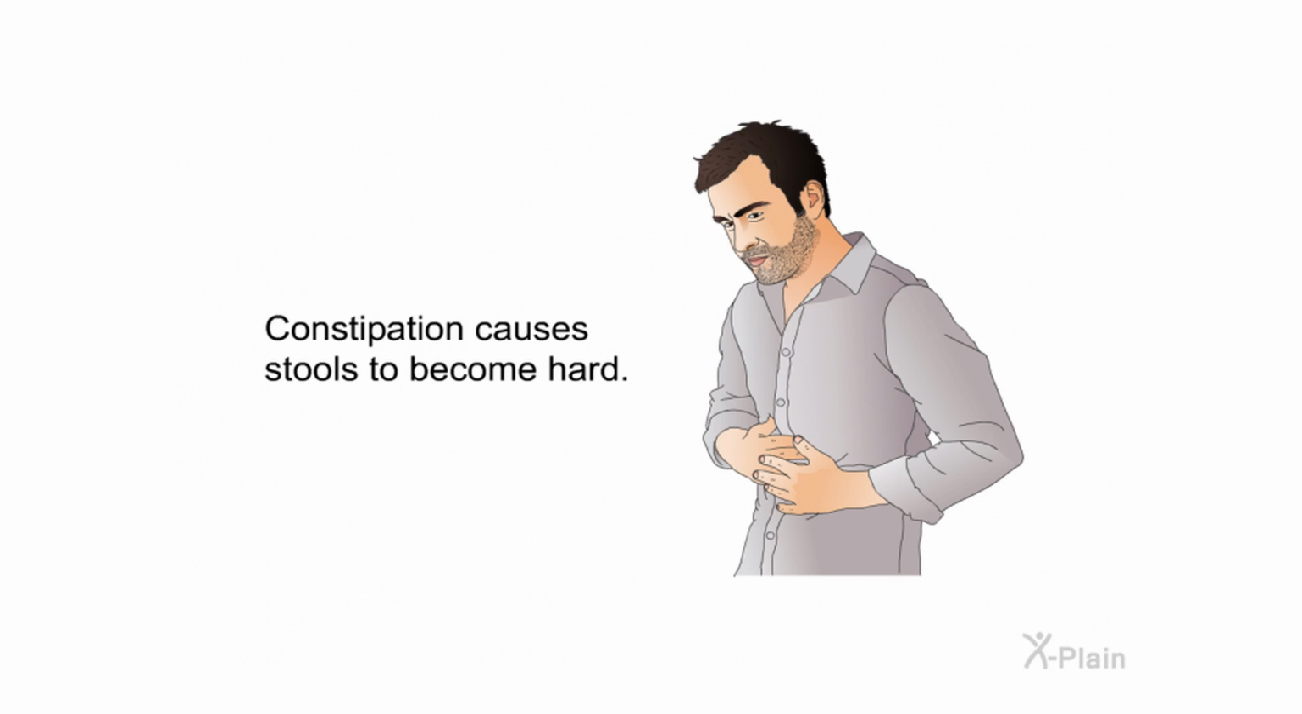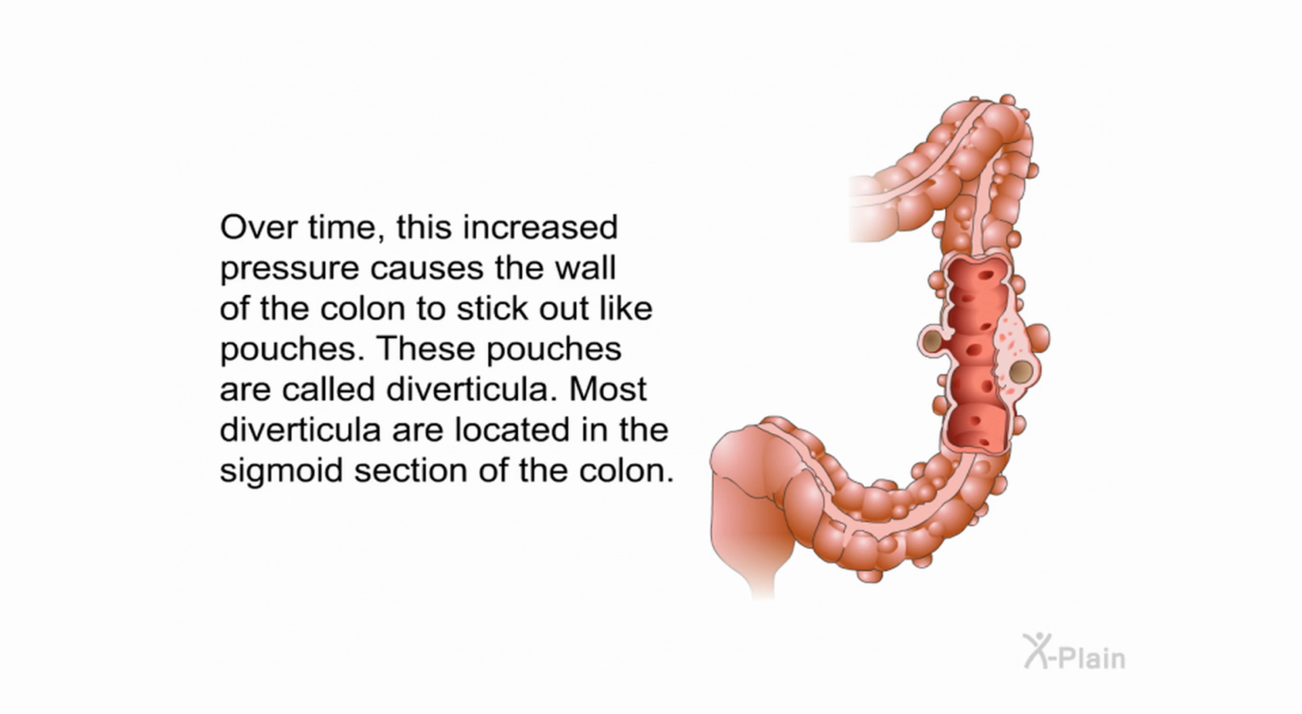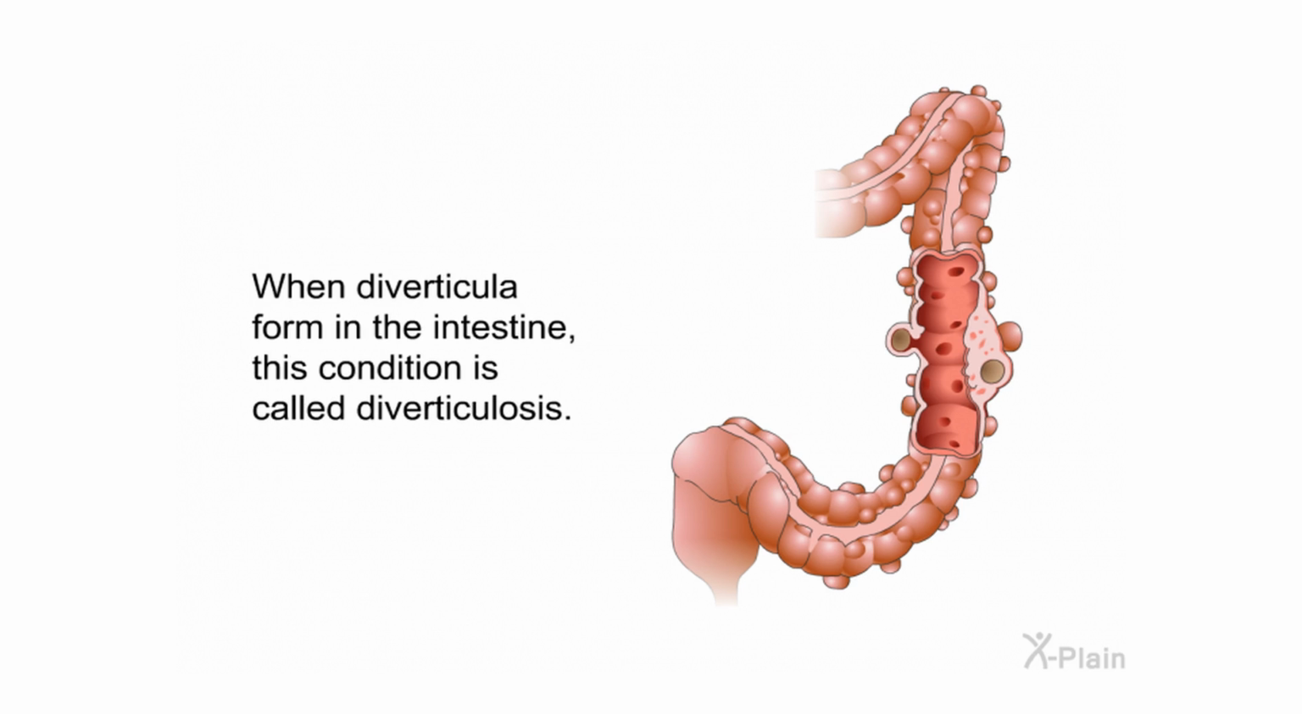Symptoms and their causes. Constipation causes stools to become hard. This requires the colon to exert more effort to push the stools along. Over time, this increased pressure causes the wall of the colon to stick out like pouches. These pouches are called diverticula. Most diverticula are located in the sigmoid section of the colon. When diverticula form in the intestine, this condition is called diverticulosis.